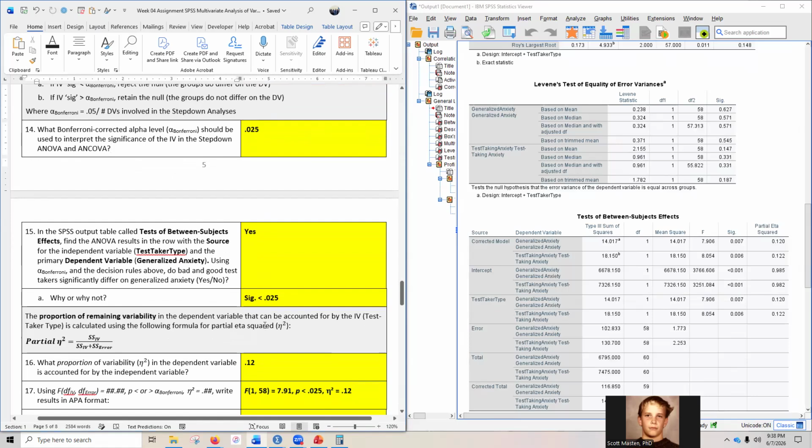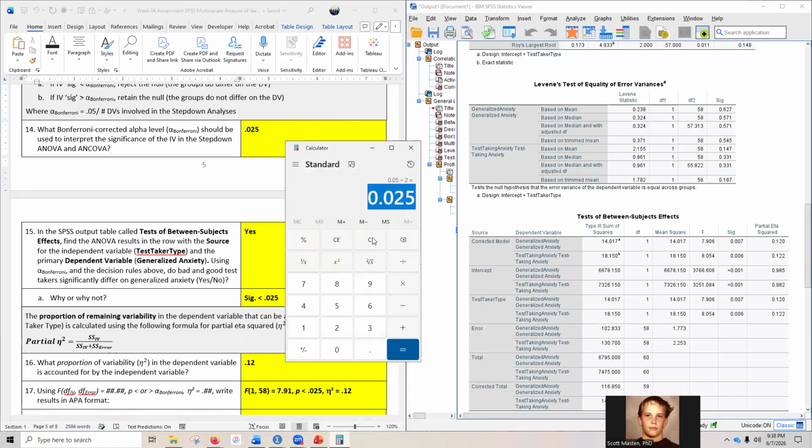We want to calculate our proportion of remaining variability. There are a couple of ways to do that. It turns out in this case, the eta squared is actually correct. The actual formula for it is the sum of squares for the IV divided by the sum of squares of the IV plus error. So the harder way to do it would be to take that sum of squares and divide it by that sum of squares plus the error sum of squares. That's what we're going to do real quick.